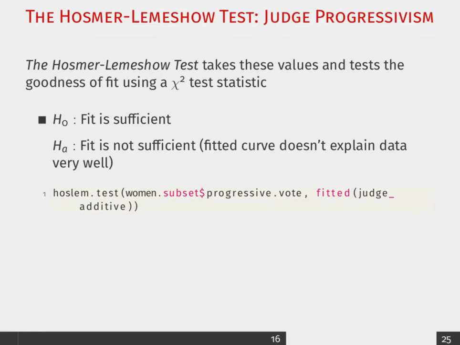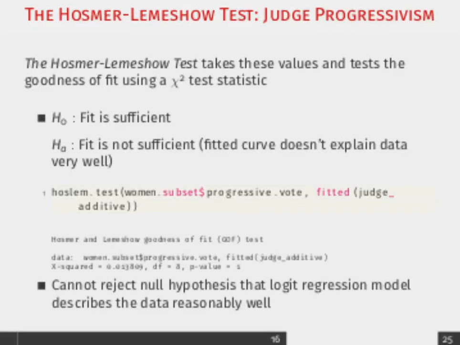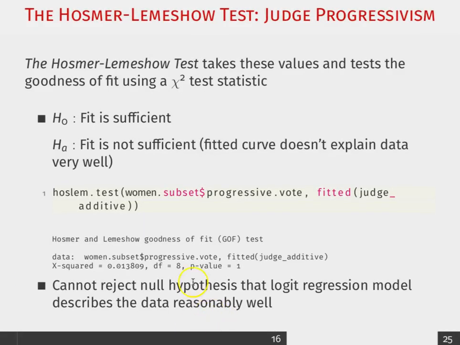So we run our HL test in R. Again, here is our outcome. Here are our fitted values from our additive model. So when we actually look at this, we see that we get a p-value that is quite large. So we cannot reject the null that the logistic regression describes the data reasonably well, which is a good thing. That's what we're looking for.